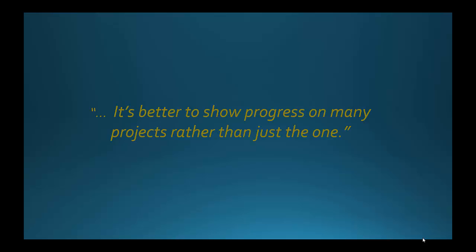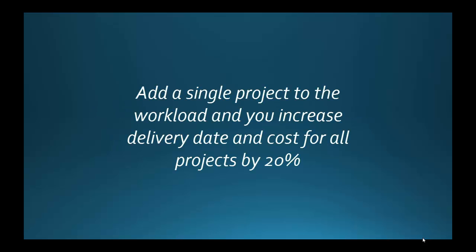Despite the problem of task switching having been recognized for over a decade, organizations still insist that software development teams work on multiple products. There can be many reasons for this. One example is a belief that it's better to show progress on many projects rather than just the one. But now we can illustrate the cost of failing to establish priority.